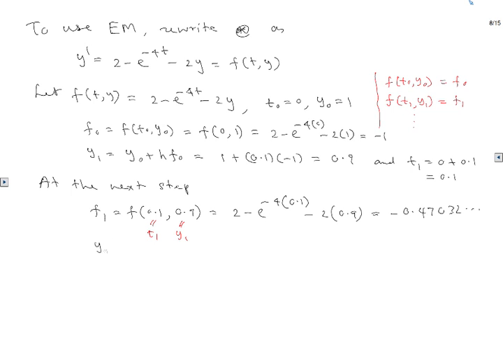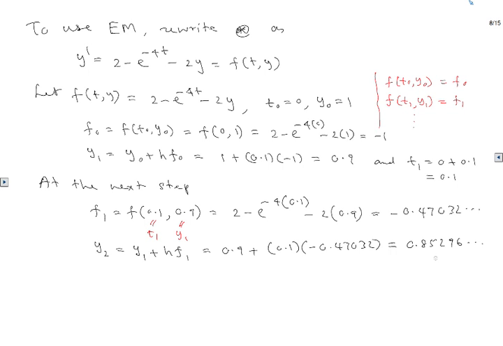And then we can calculate y2 now. So y2, according to the formula, is y1 plus h f1. So we know all of them now. So it is 0.9 plus h, which is 0.1, times negative 0.47032. If you simplify, you end up getting 0.85296, like that. So you can see that's the second approximation.